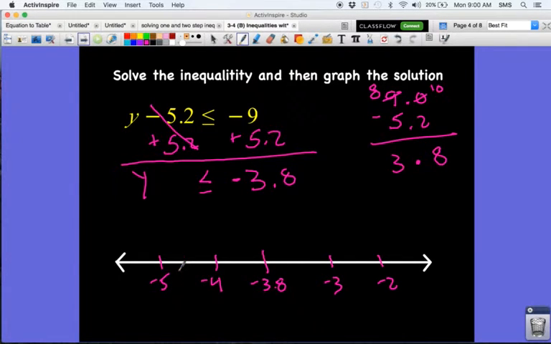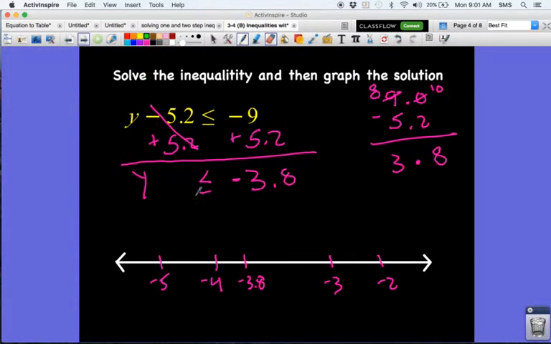It should be closer to negative 4. So let's go ahead and fix that real quick. Let's put it a little bit closer to negative 4 just so it makes a little bit more sense. Okay, and then I show a couple numbers on each side of that. So I show where negative 3.8 is on my graph, and now I can graph my solution.